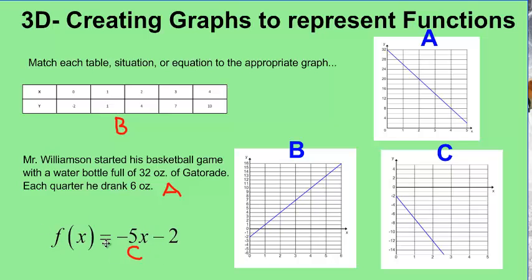In the last situation, we have f of x equals -5x minus 2. As we look at this, we look at graph C and we know it starts at -2 and it's going down by 5 each time. Therefore, graph C matches our function.